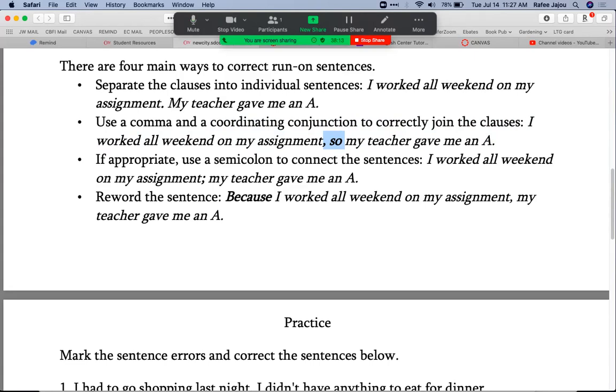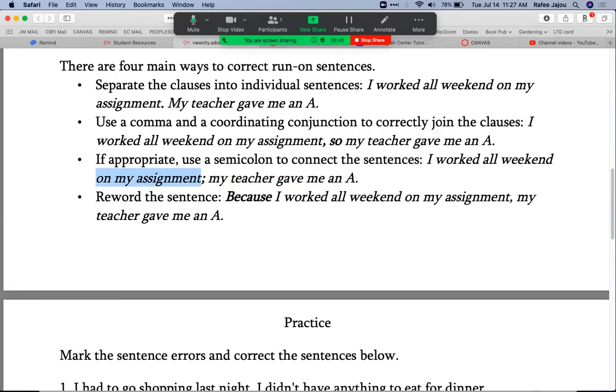Option three, use a semicolon. Now this is the mysterious semicolon. Obviously, I would say use it sparingly, but it only works when the two statements are related to each other in the idea. This would not work if someone did, I worked all weekend on my assignment, semicolon, President Trump and Joe Biden are running for office. I mean, there's just no connection. So you only use a semicolon when the ideas are connected with each other.